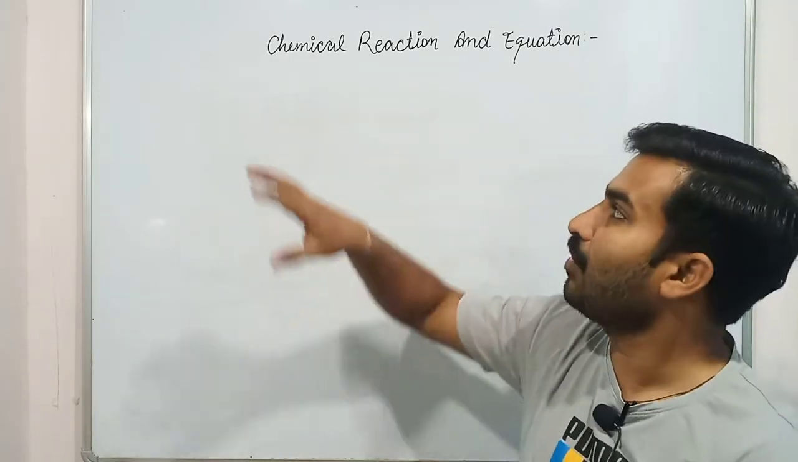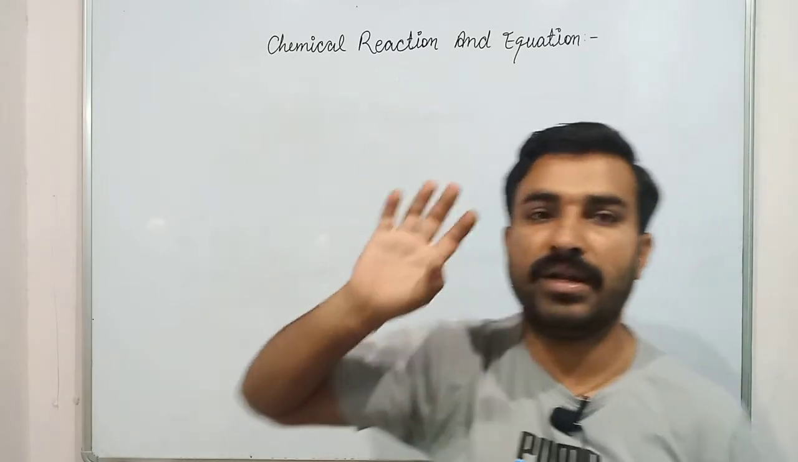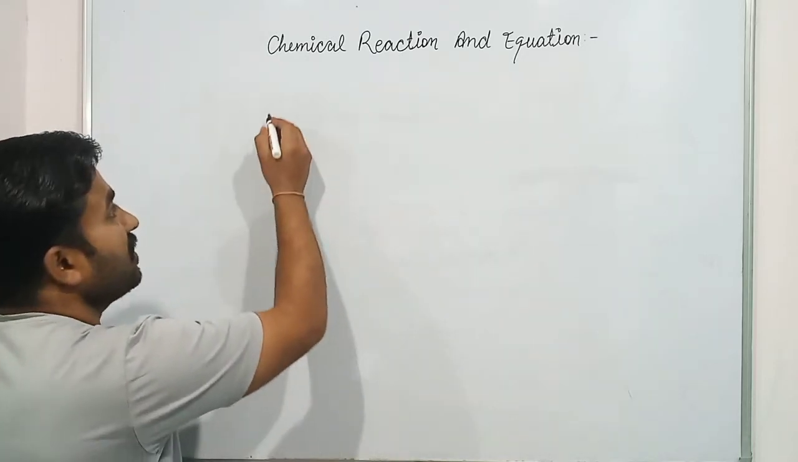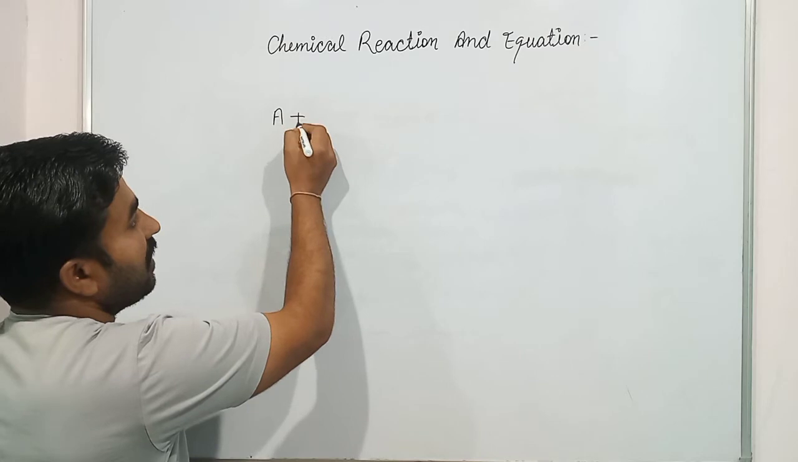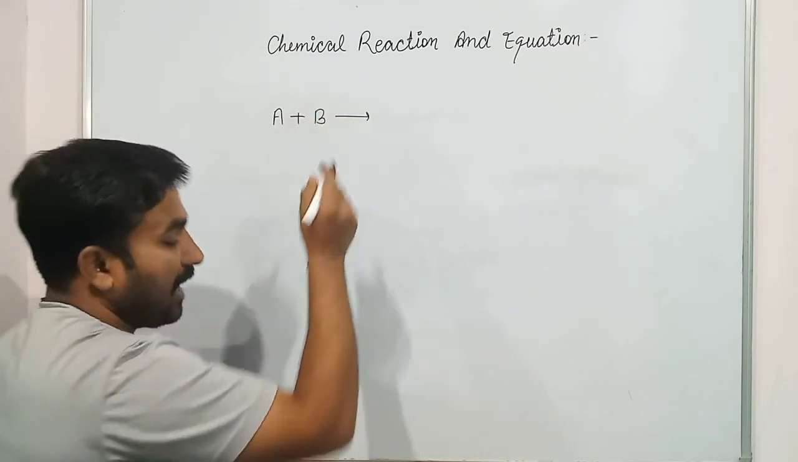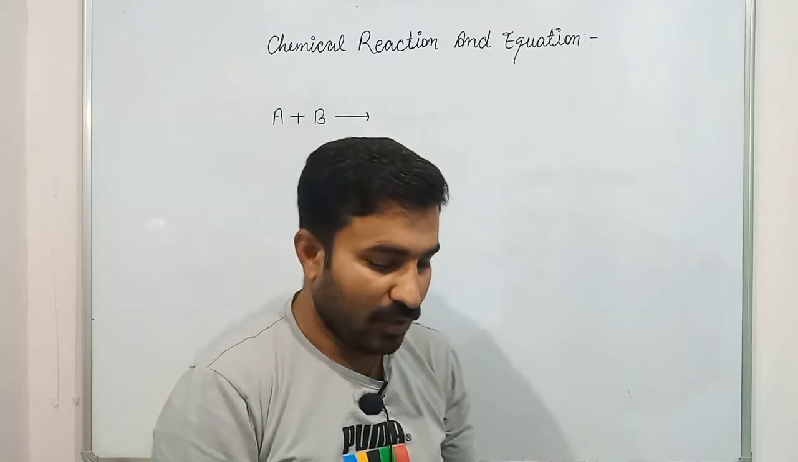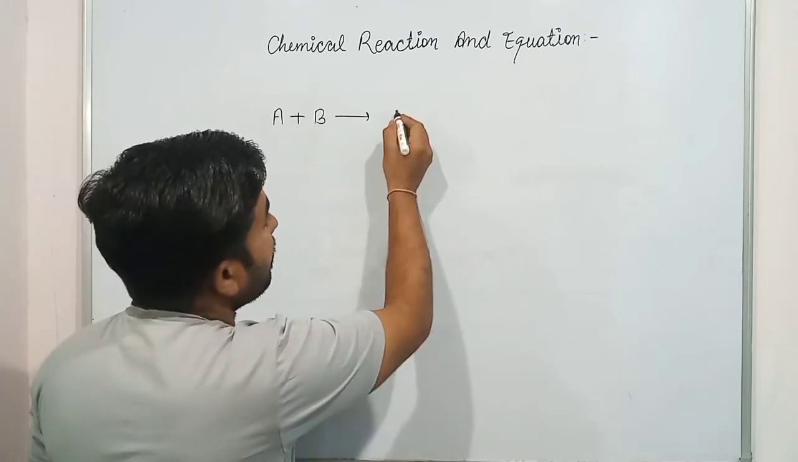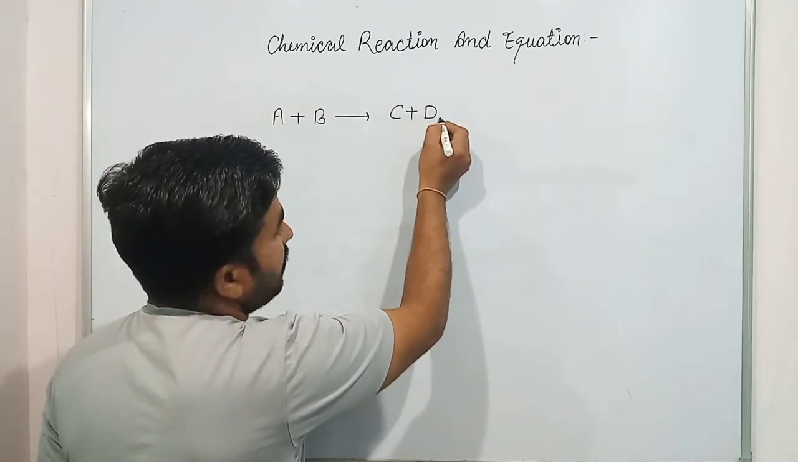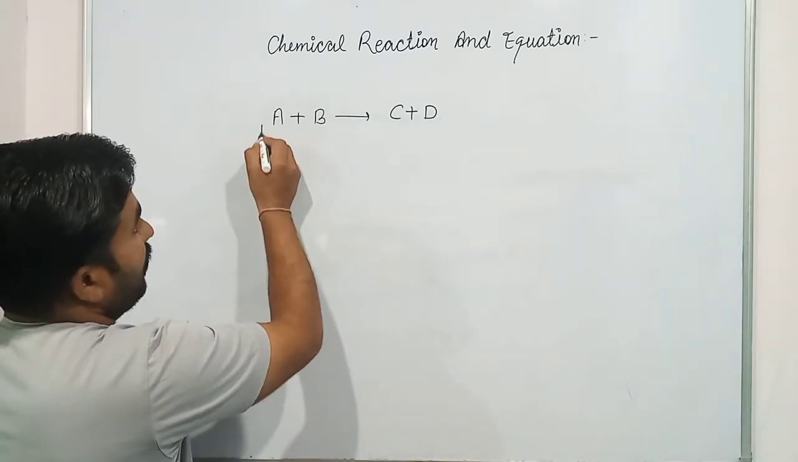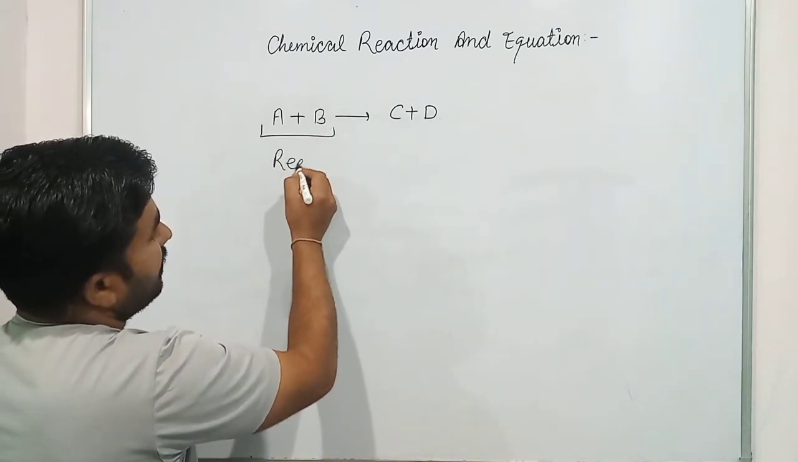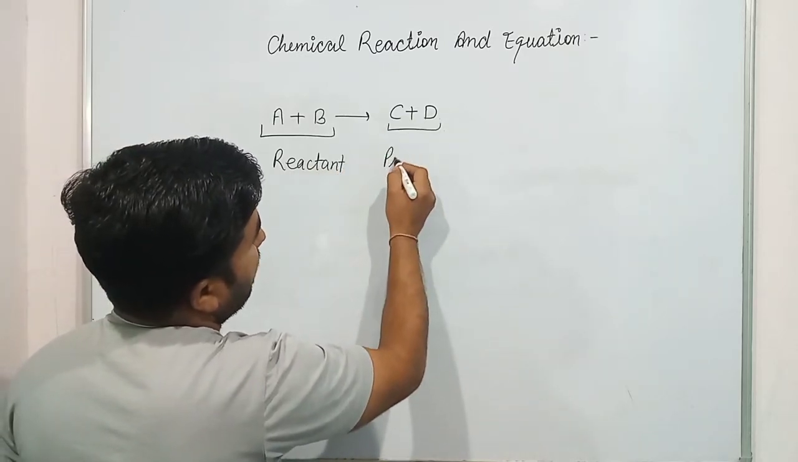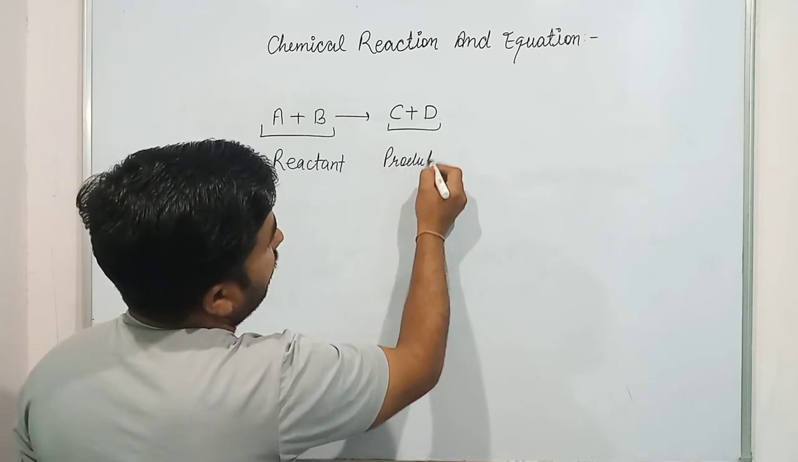The first question that arises from here is, what is a chemical reaction? A chemical reaction is a process in which two or more substances interact with each other and form another substance. I write here A and B. These are the reactants, and C and D are the newly formed substances during the chemical reaction. You can see that A and B are the reactants and C and D are the products which are formed during the chemical reaction.